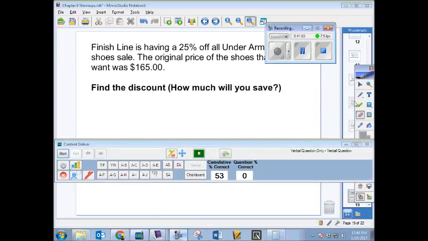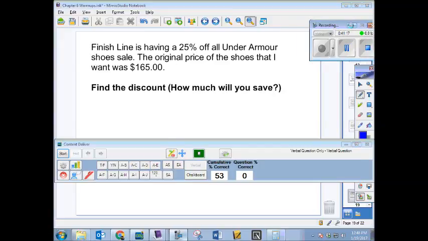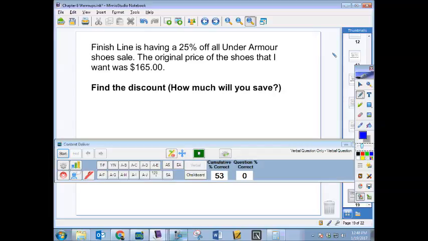Okay, guys, you're going to have one just like this on the summative once again. It might not be Under Armour shoes, but it's going to be something. Watch, because I feel like some of you are making it a little bit more complicated than it needs to be. Okay? So, Finish Line's having a sale on their Under Armour shoes.